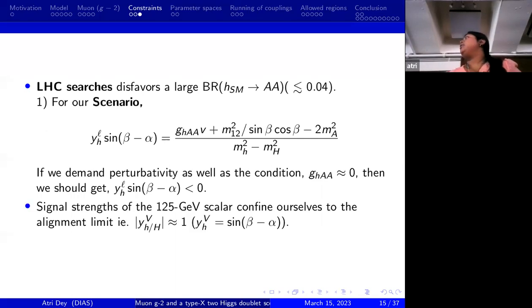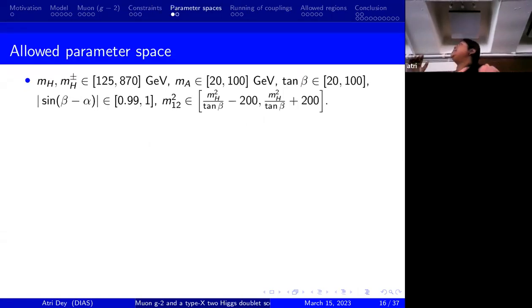Yeah. So we also find that sin(β−α) should be close to 1 from the Higgs to WW or Higgs to ZZ decay channel searches. Considering all the available data and all the available constraints in our model parameter space, and all the theoretical constraints, we allowed our parameter space and put a scan in this range where we choose M_H, capital H, and M_H± from 125 GeV to 870 GeV.